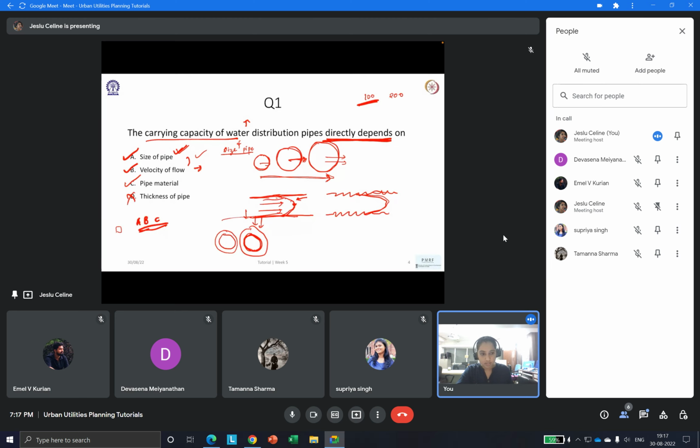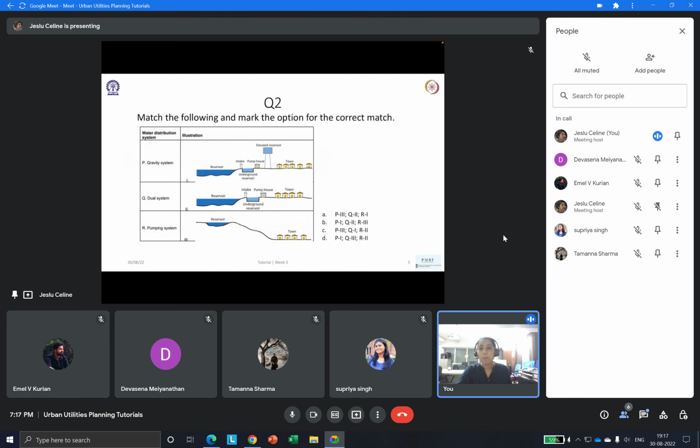So this question asks, match the following and mark the option for the correct match. They are asking about gravity system, dual system, and pumping system. So basically they're asking about the difference between these. Can one of you attempt this question, like which is the gravity system over here? There are three options given. Any guesses?